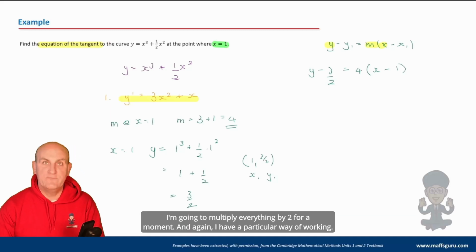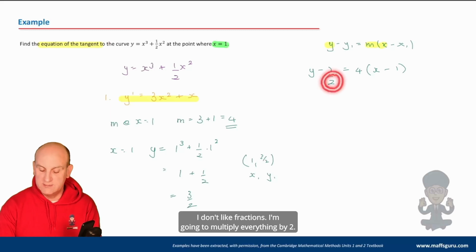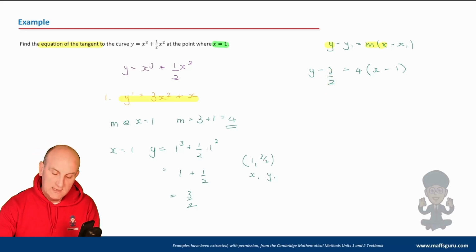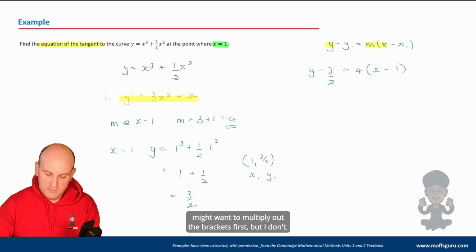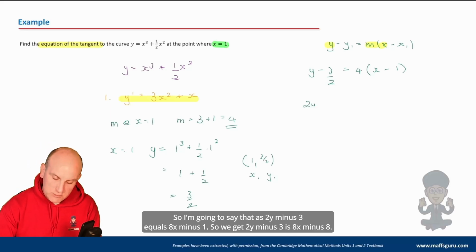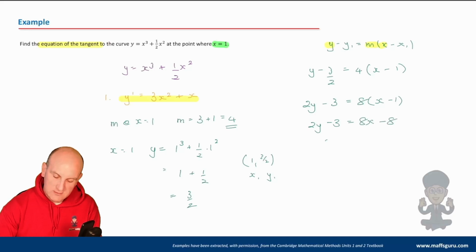And again, I have a particular way of working. I don't like fractions. I'm going to multiply everything by 2. And again, depending on how good your algebra is, you might want to multiply out the brackets first, but I don't. So I'm going to say that as 2y minus 3 equals 8x minus 1. So we get 2y minus 3 is 8x minus 8.